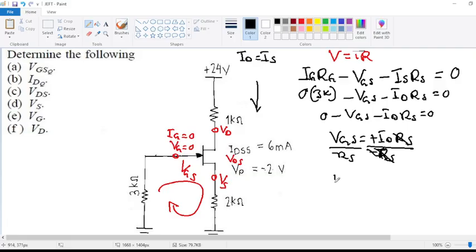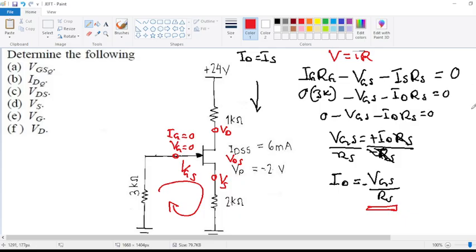So meaning our ID is equals to VGS over RS. Remember that there's this negative sign here. Okay, so this one becomes our first formula that we are going to be using. ID is equals to negative VGS over RS.